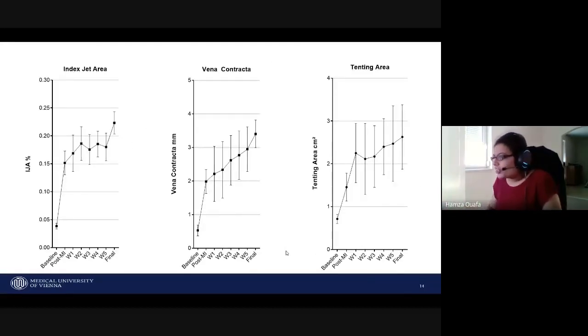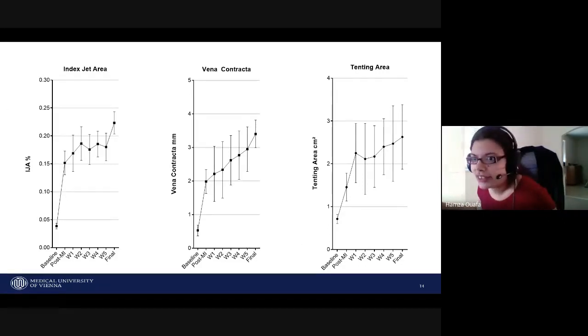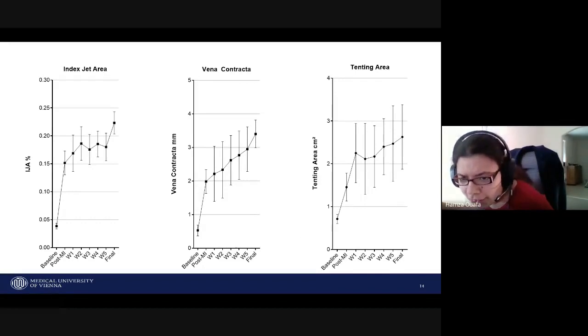So for the evaluation of the ischemic MR, it was a little bit delicate. We had to use some old parameters. We had to use index jet area and the vena contracta, because the PISA views and the quality of the images were not that great. It's a little bit easier to do that in humans. So you can see that there is a significant increase in the index jet area.